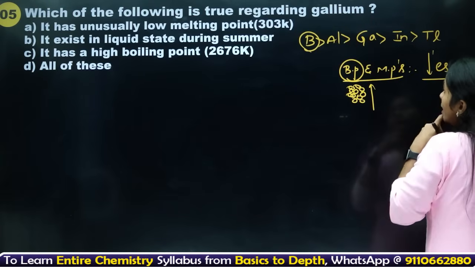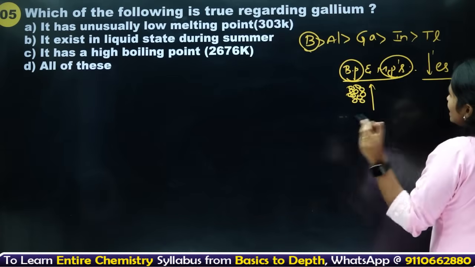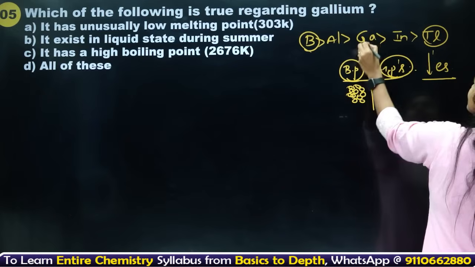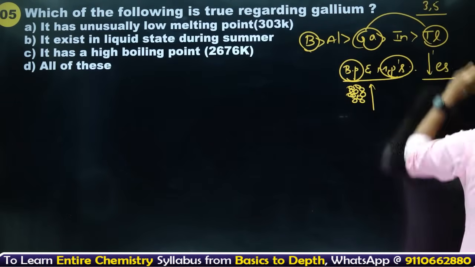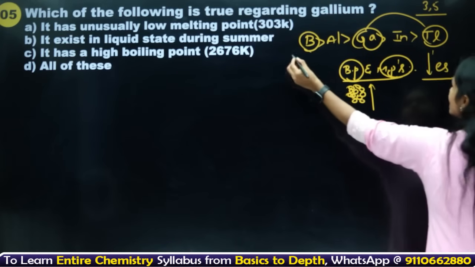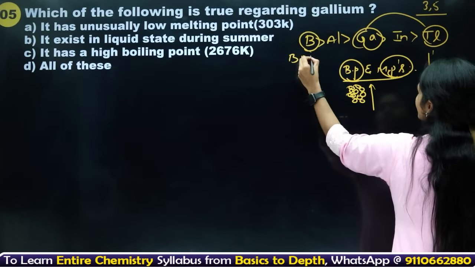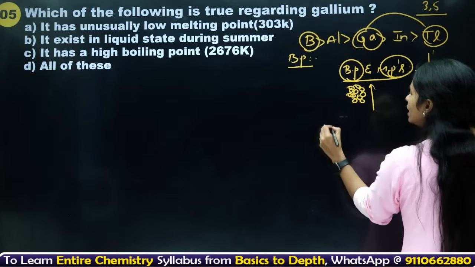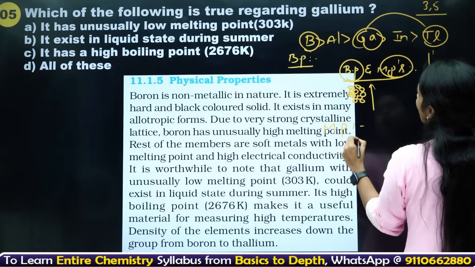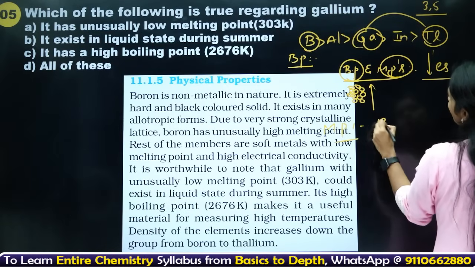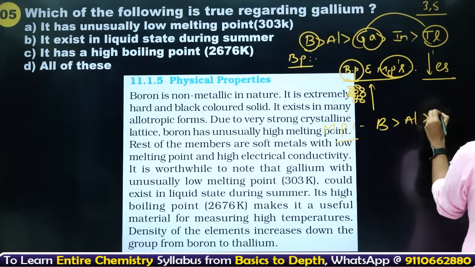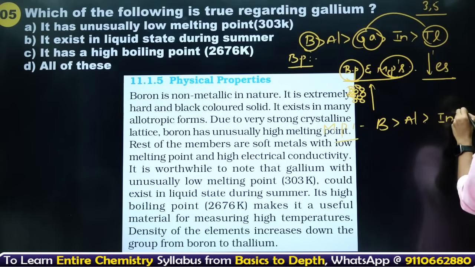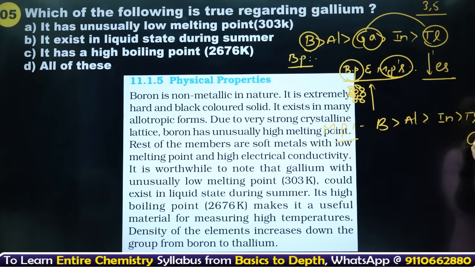Fine. But coming to the melting point, there is an exception. The exception is just interchanging 3 and 5. So the boiling point has no exception. In the melting point, the exception is that 3 and 5 are exchanged: boron, then aluminium, then indium, then thallium, and last gallium.